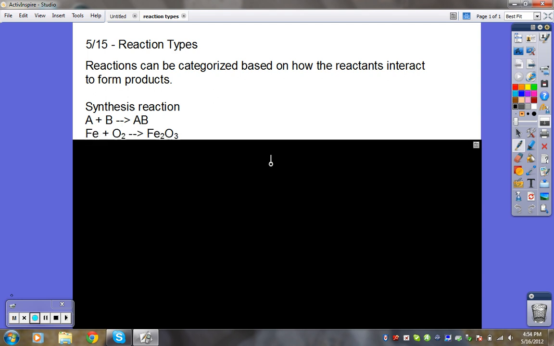An example of that would be iron plus oxygen gas yields iron 3 oxide, which is the reaction we saw when we burned the steel wool, which coincidentally is also a combustion reaction. And you'll notice this equation isn't balanced. We could go through and balance it. I don't know that we need to, although we certainly can.